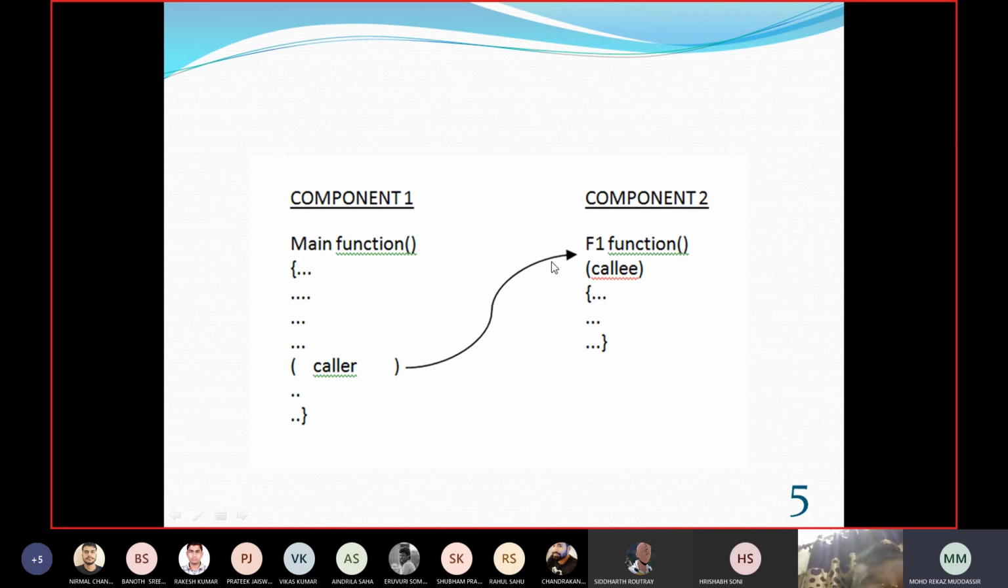So here this arrow acts as a connector from the caller, connecting component one to component two, and for the procedure call we have used the procedure call connector, like different types of connectors as sir has already told. So here we have used a simple connector, the procedure call connector.